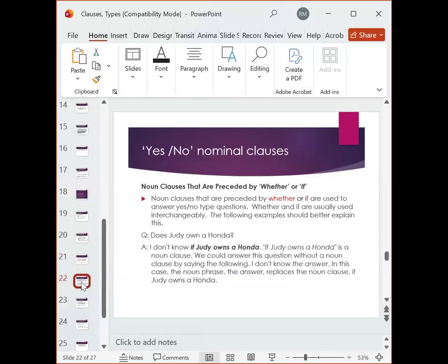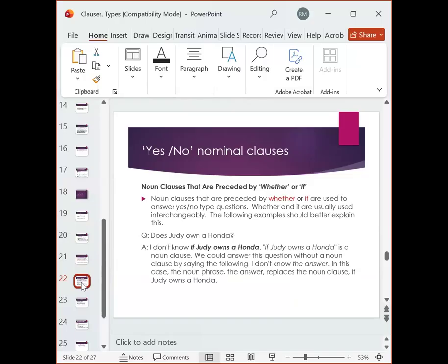All right. Now, let's look at the yes or no nominal clauses. Remember, the first type we've just discussed is the WH nominal clauses, okay? What we're about to see is what we call the yes or no nominal clauses. And that's when we use the if or whether. What she said surprised everyone. That's good.